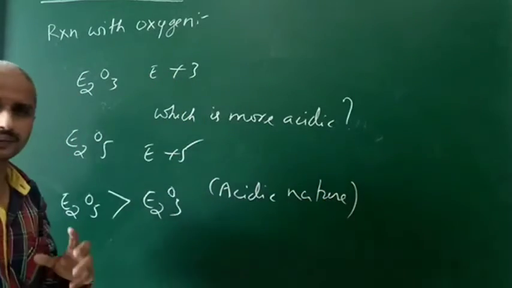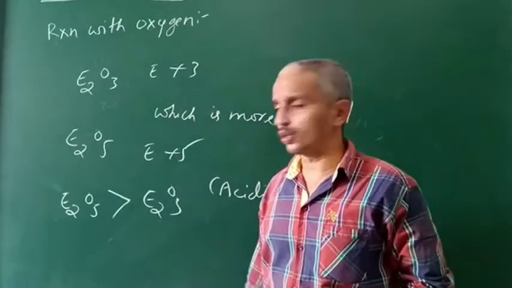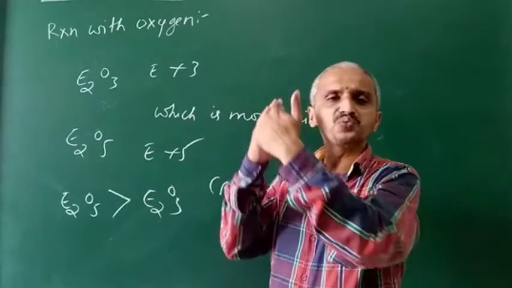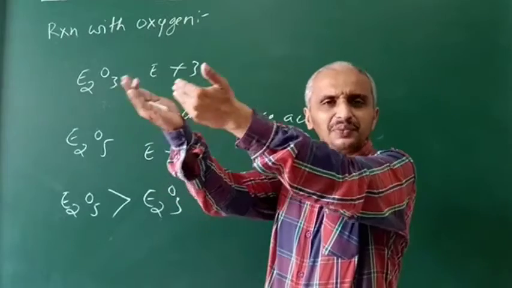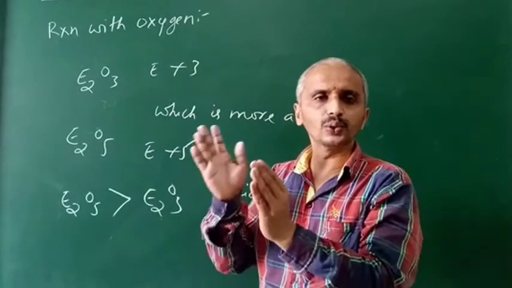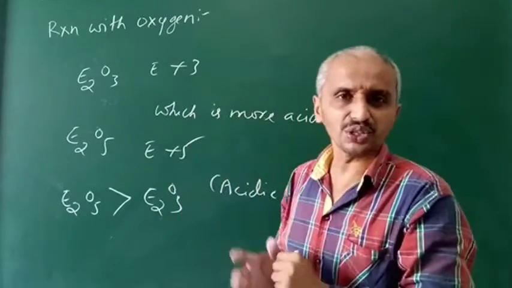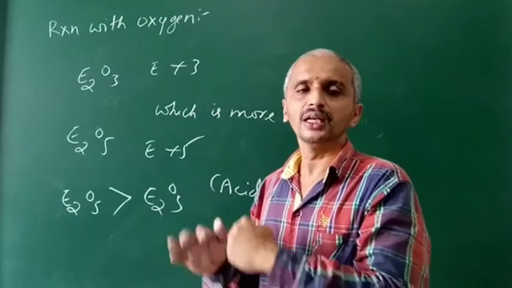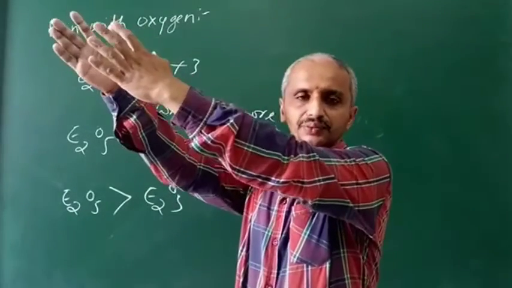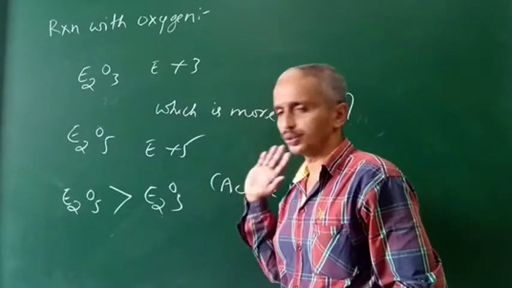Because what about that? Acid means they should accept electrons. When the E5 plus state is there, acceptance of electrons is more compared to E3 plus, because E3 plus has less electron deficiency than E5 plus. So this is more acidic than the E2O3.